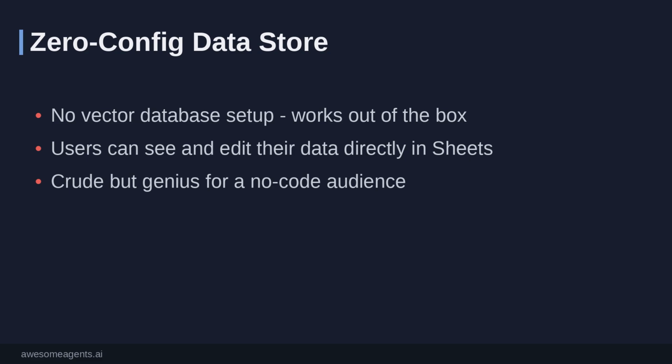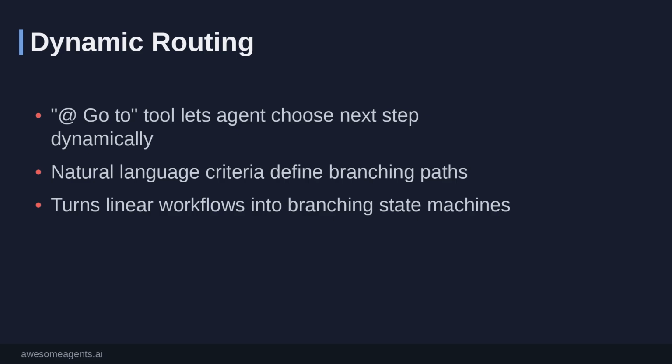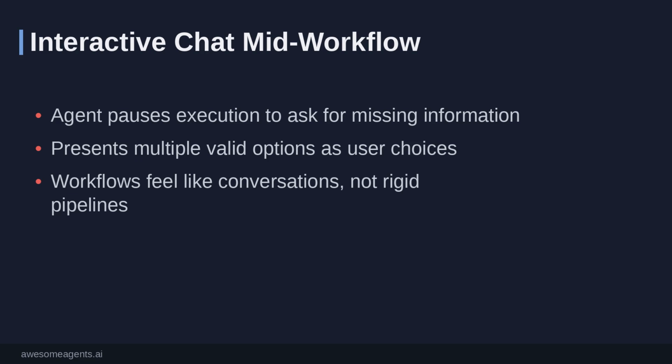That is a good point. If you are someone who has never touched a database, a spreadsheet is actually pretty intuitive. Exactly. Second feature is dynamic routing. The agent can evaluate what it has done so far and choose which step to execute next. You define multiple paths with natural language criteria. So it turns a linear workflow into a branching one without the user needing to understand state machines.